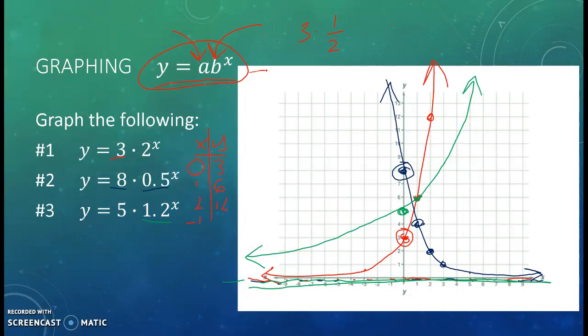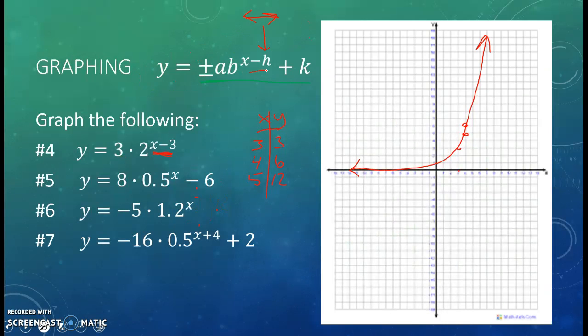Let's take a look now and see if we can figure out what the k does to the graph. So let's move on and take a look at number 5. This is the same graph that we started with on the previous slide, where we started at 8 and we cut it in half each time when we move to the right. Except this time we're going to take all those values and subtract 6.